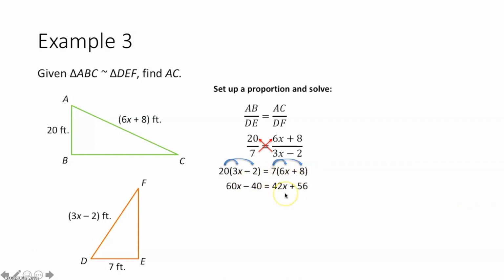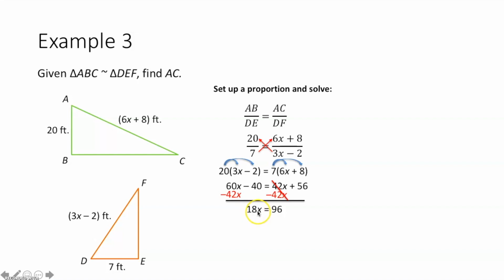Now I have an equation. So I simplify, move, solve. Can I simplify either side? Nope. So variables got to go to the left, which means this 42x has to go over here. So since it's positive 42x, to move it, I do the opposite. I subtract 42x from both sides. These cancel each other out, and I'm left with 60x minus 42x gives me 18x.